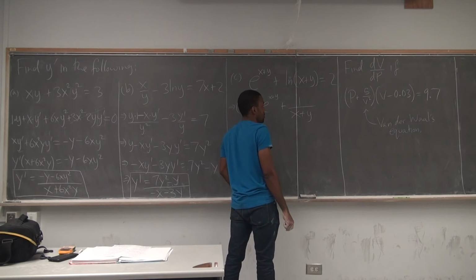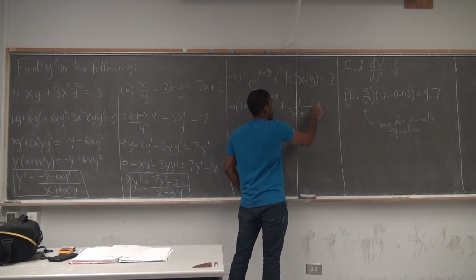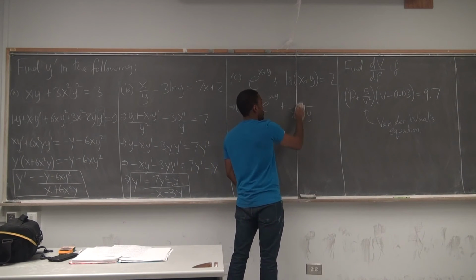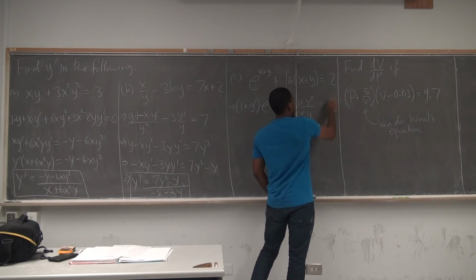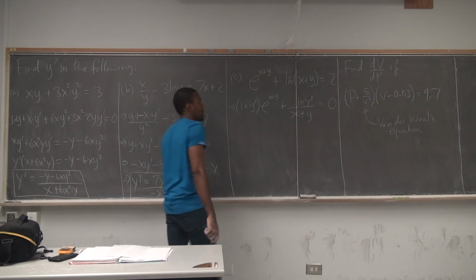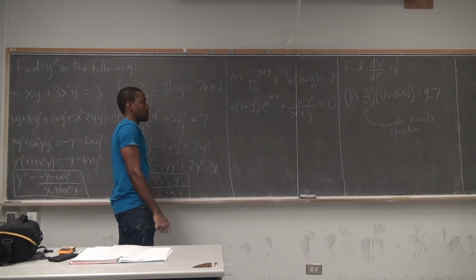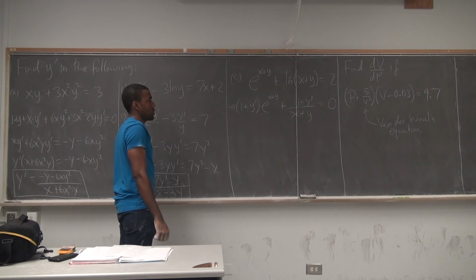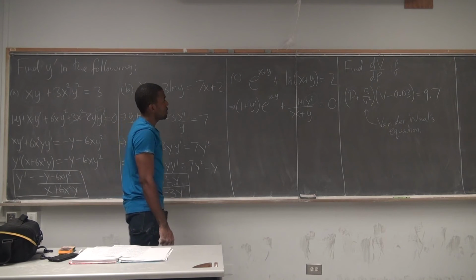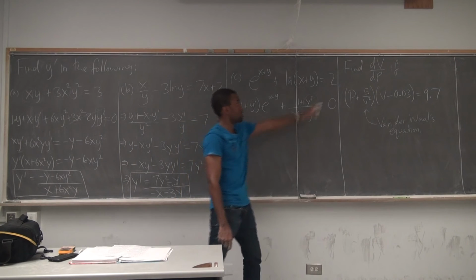Is that it? Times 1 plus y prime, derivative of this. Or it's the derivative of the thing over the thing itself. So it's 1 plus y prime divided by that equals the derivative of 2, which is 0. So now I need to solve for this. Yes? What happened to the 2? I'm differentiating everything. So the derivative of 2 is 0.